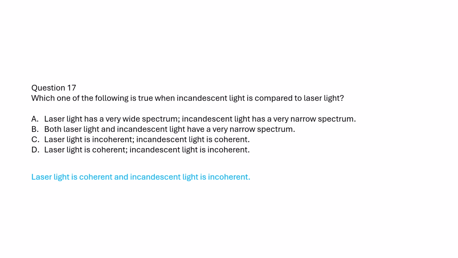Laser light is coherent, and incandescent light is incoherent.